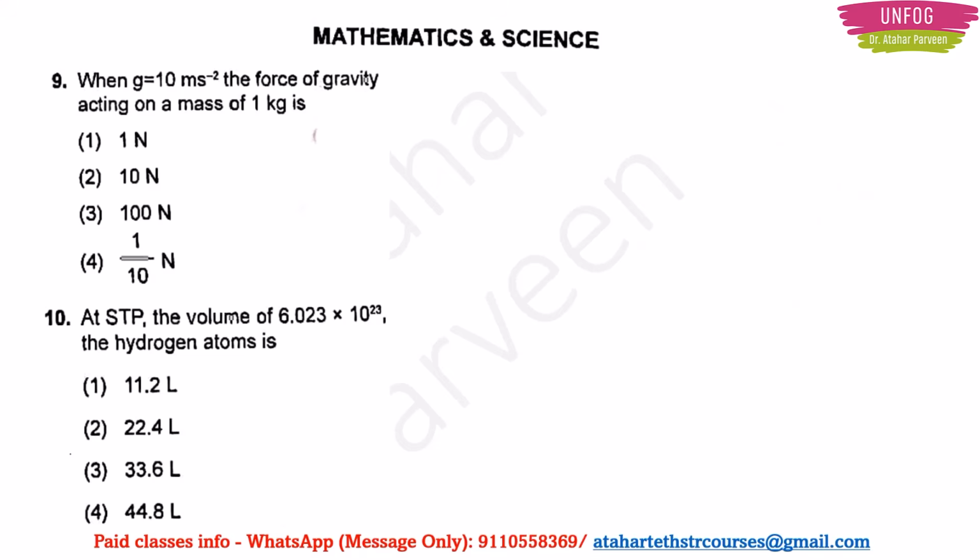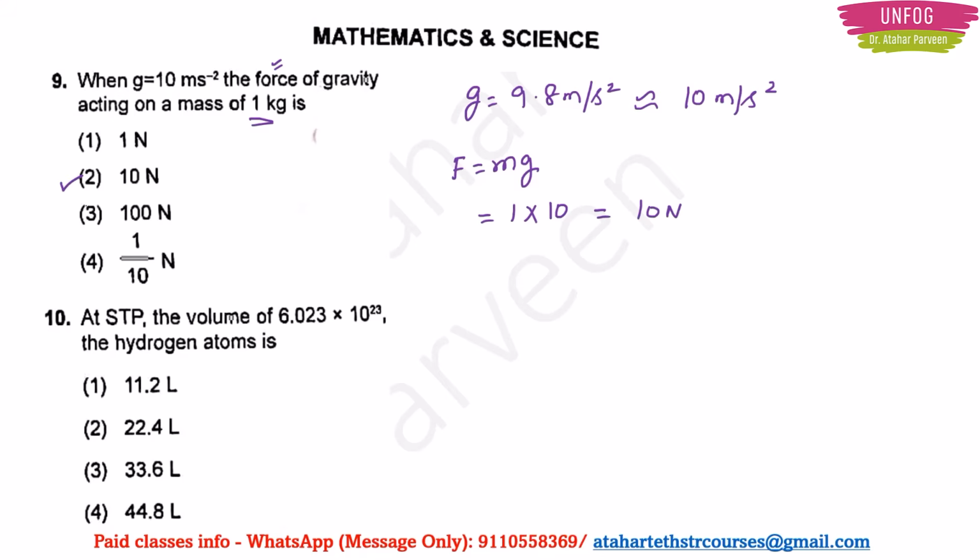Next, question number 9. When g is 10 meter per second square, the force of gravity acting on a mass of 1 kg is. So here acceleration due to gravity is actually 9.8 meter per second square. In the question they have asked us to take as 10 meter per second square. And they are giving mass of that body which is 1 kg and they are asking us to find out the force. Clearly we have force is equal to mass into acceleration due to gravity, right? Mass they have given is 1 kg and this thing is 10 they are telling, so our force will be 10 Newton. Option 2 will be the correct answer.